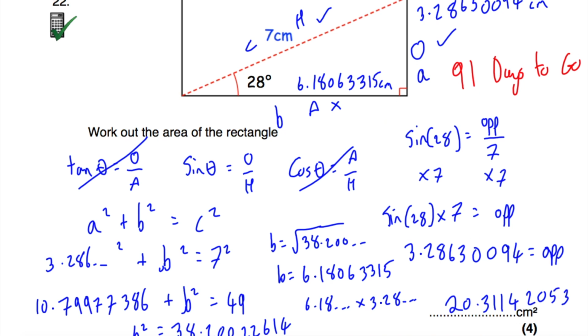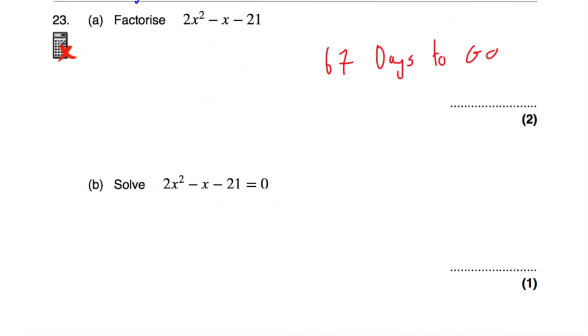That's the area of the rectangle, and that's it. And if you got that, well done. Okay, let's have a look at question number 23. Question number 23 says to factorize 2x squared minus x minus 21.